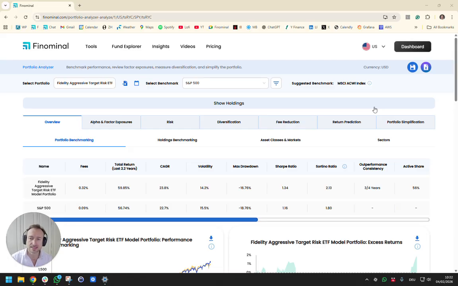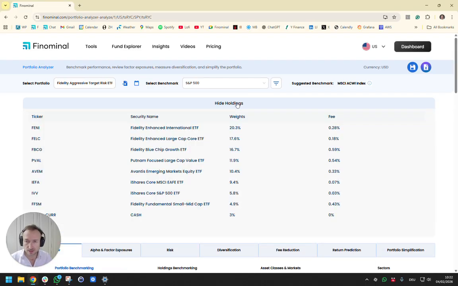Today we're going to look at Fidelity's aggressive target risk ETF model portfolio. Now, the goal of the portfolio is simply to provide exposure to global equities and pursue an aggressive growth strategy. So there's no fixed income, no money markets, no alternatives, nothing like that. Let's have a quick look at the holdings.